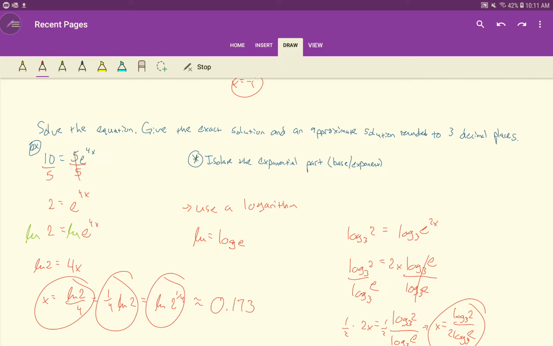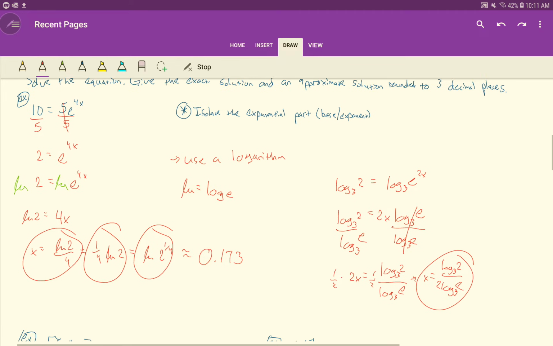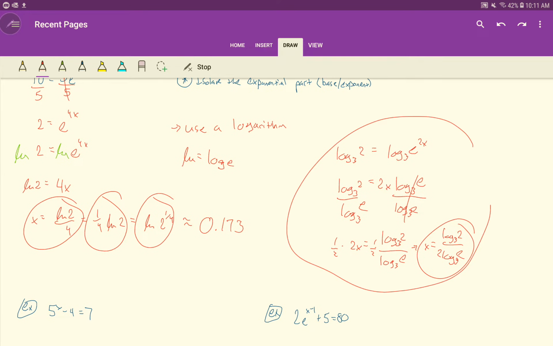Either way, you can easily type those in your calculator, and you get 0.173. But I told you there was a second way. You don't need to match your log's base with the base of the exponential. So for example, looking over here, I'm just going to start from this step and go to here.